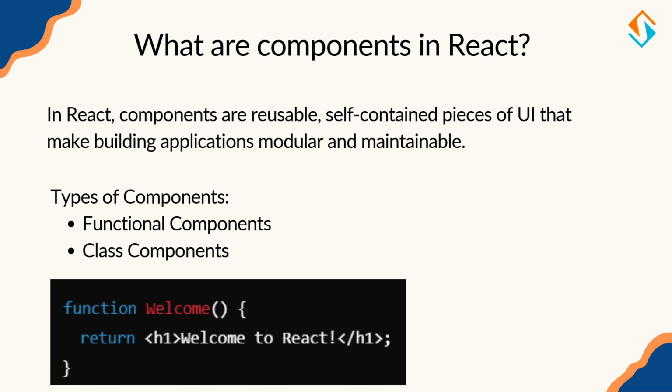So our next question is, what are components in React? Components are the building blocks of a React app. They are reusable and self-contained UI elements. Types of components, okay? First is functional components using hooks. Second is class-based components, an older approach. So here I have given a functional component. Every modern React app is built using components, okay?